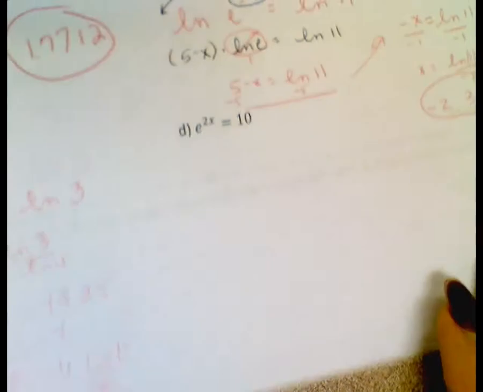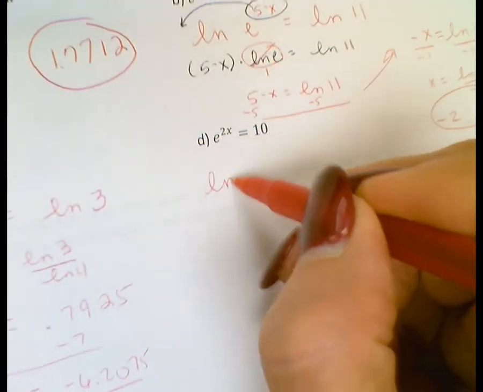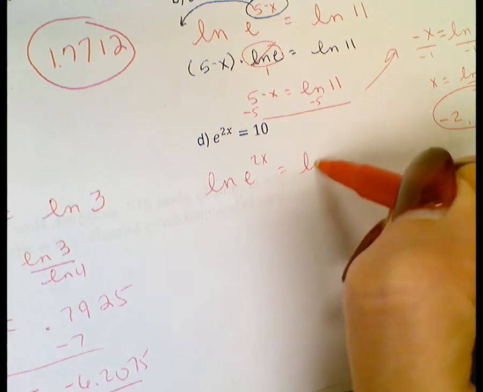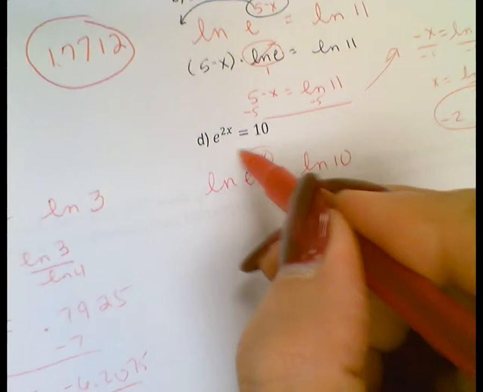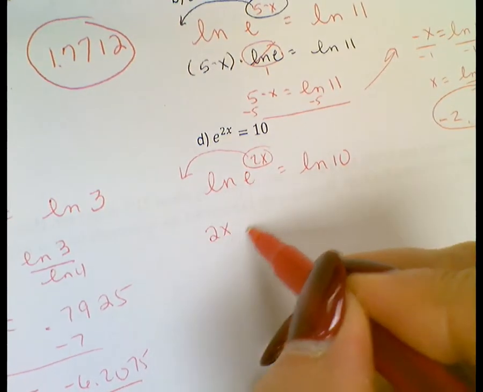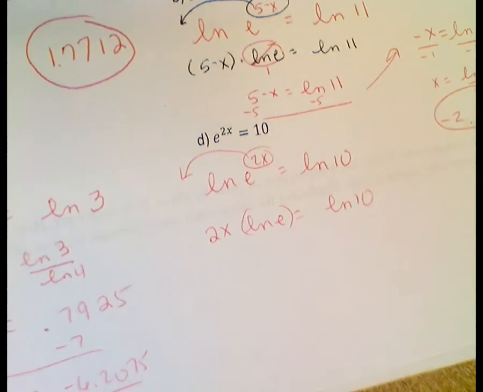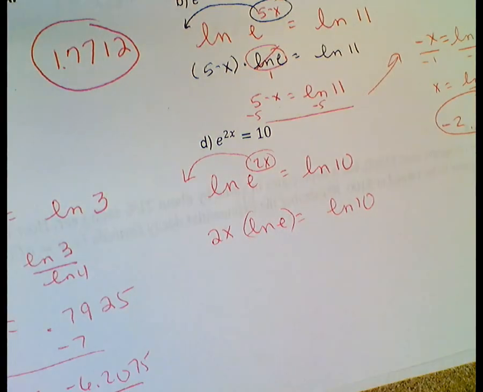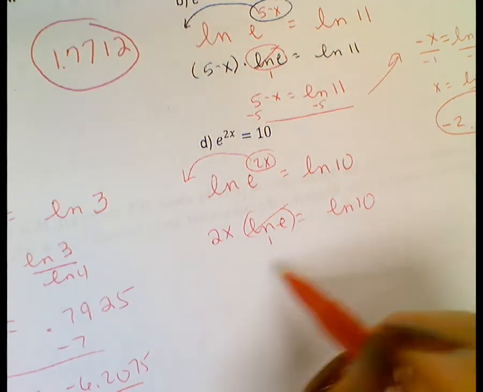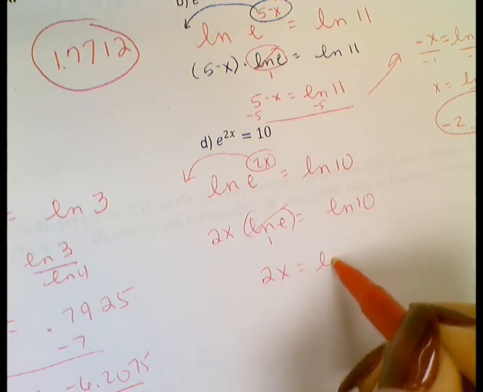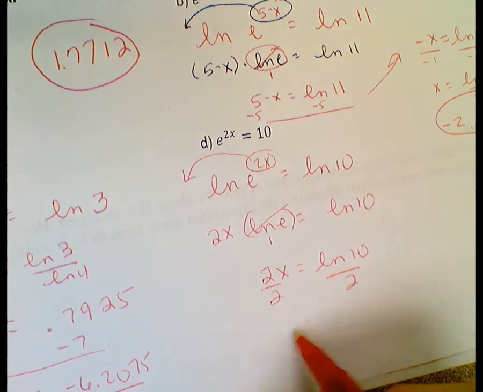Okay, next one. D. Take the natural log of both sides. What are we going to do with this 2x? It's going to release out front. Now, everybody, can you tell me what natural log of e is? Natural log of e is 1. So just cross it out. So now just bring down the 2x equals natural log of 10. And we're solving for x, so divide by 2.